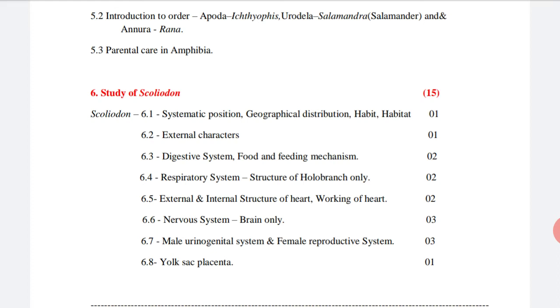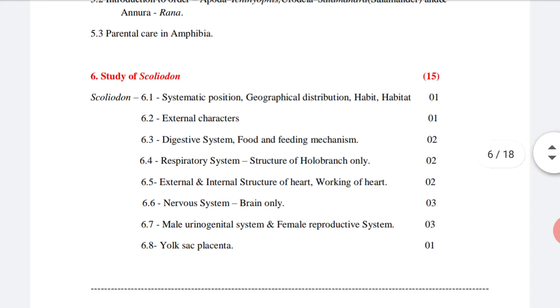Sixth chapter is Study of Scoliodon. In this chapter we study a total of 8 topics. First topic is systematic position, geographical distribution, habitat. Second topic is external characters of Scoliodon. Third topic is digestive system, food and feeding mechanism. Fourth topic is respiratory system, structure of gill only. Fifth topic is external and internal structure of heart, working of heart. Sixth topic is nervous system, brain only.